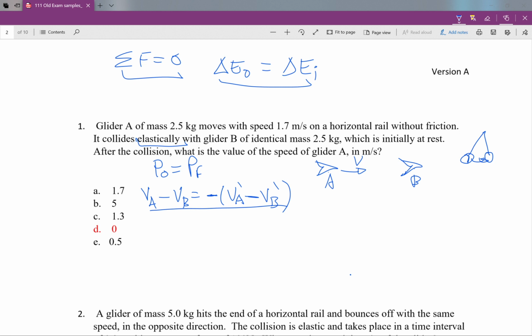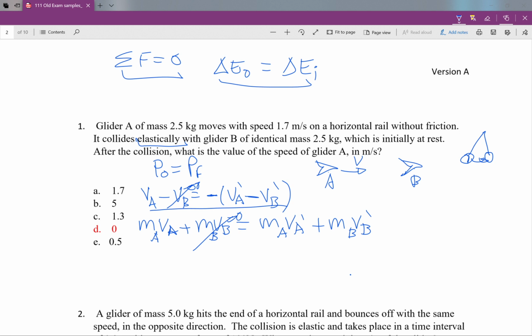Now, if we use the conservation of momentum, we know that mVA plus mVB equals mVA prime plus mVB prime. Oh, and let's also label the masses. This is mass A, this is mass B, this is mass A, and this is mass B. Now we know that the initial velocity for glider B is 0, so we don't have to account for that term.